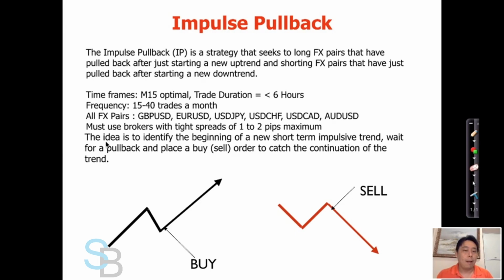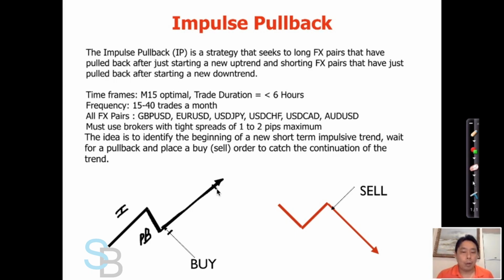So the whole idea of this strategy is to identify the beginning of a new short-term uptrend, a new short-term impulsive trend. In this case, you're going to identify when a new short-term impulsive trend starts. We call this the impulse wave. The moment we identify that, we wait for a slight pullback, a slight pullback that always happens after a new trend starts. And then we place a buy order ready to catch the continuation of the trend. So we're going to buy over there and quickly sell there, catching our quick profits.